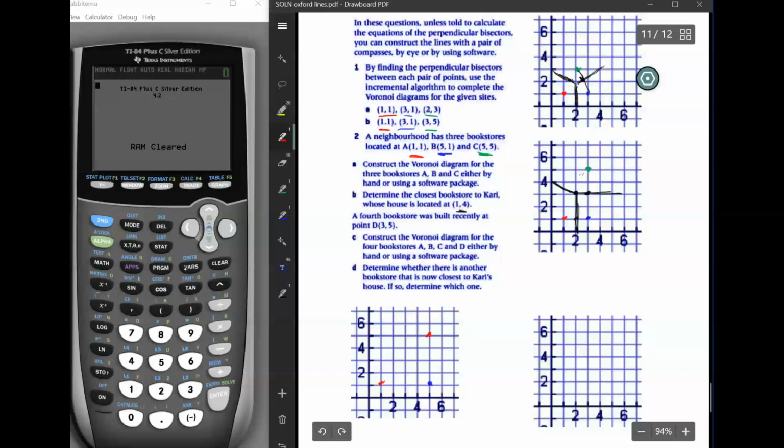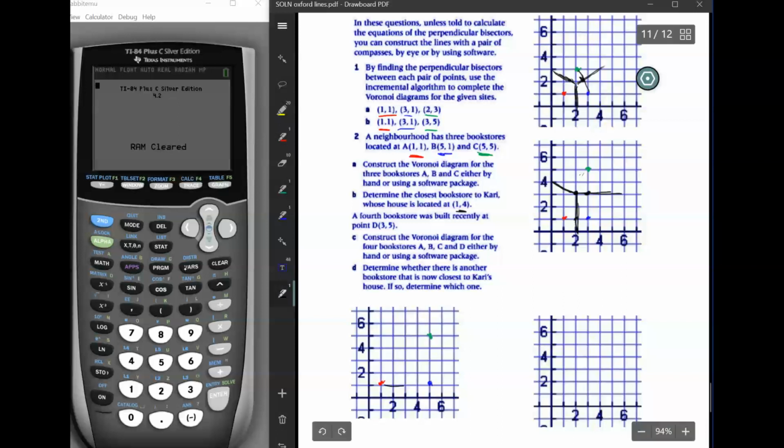Oops, I wanted to do that in green. Hey, come on, green. 5, 5. Okay, then we're going to draw the borders in between red and blue.